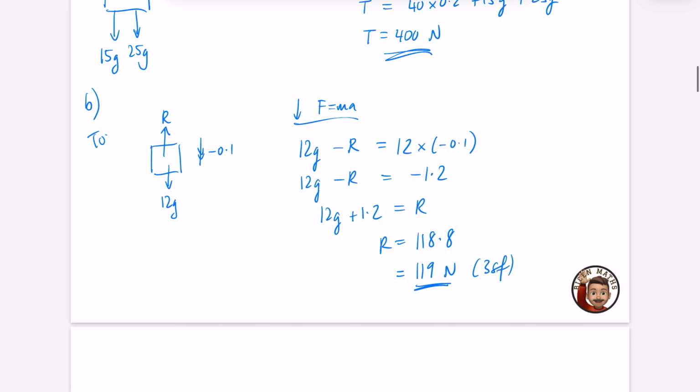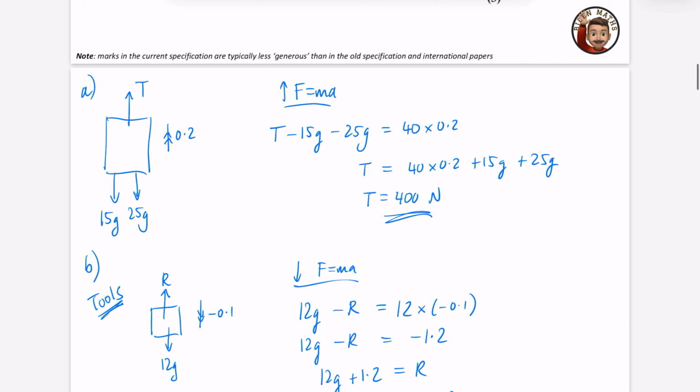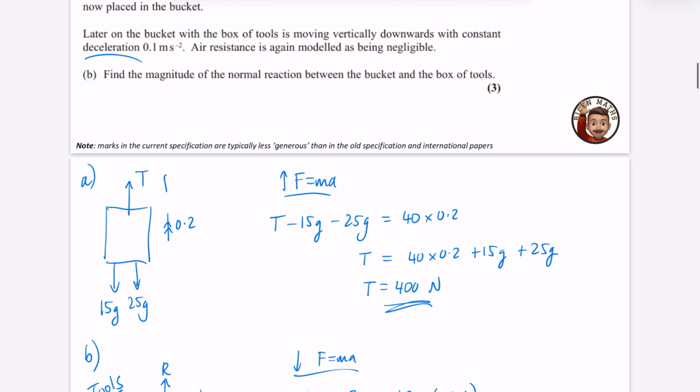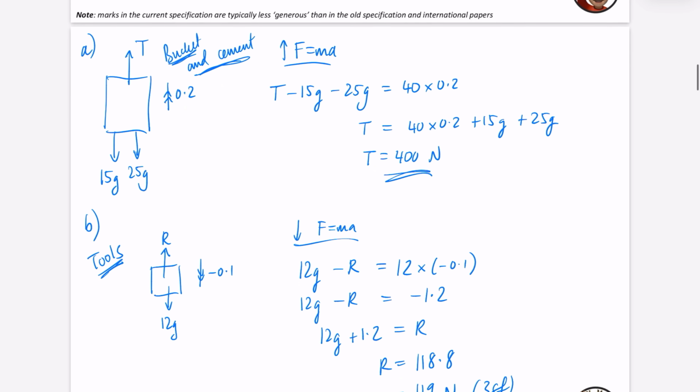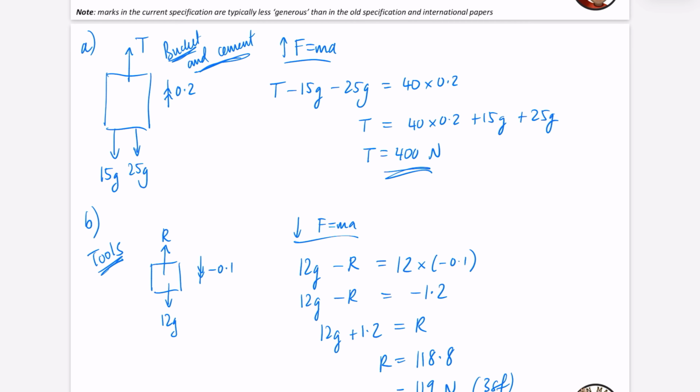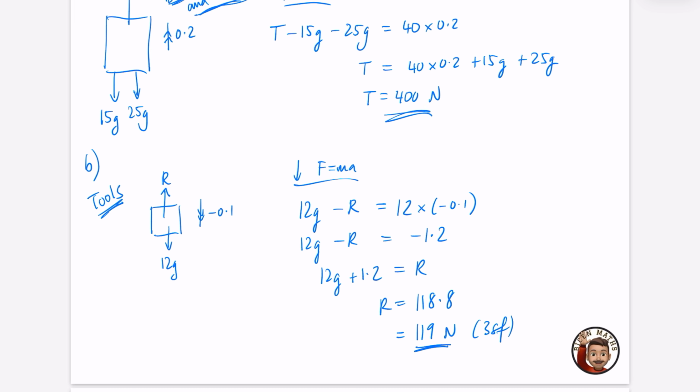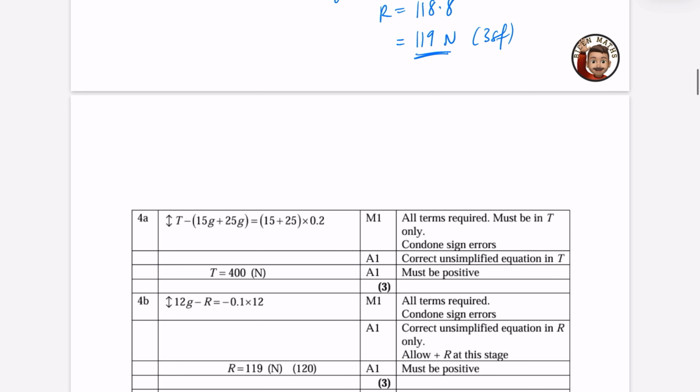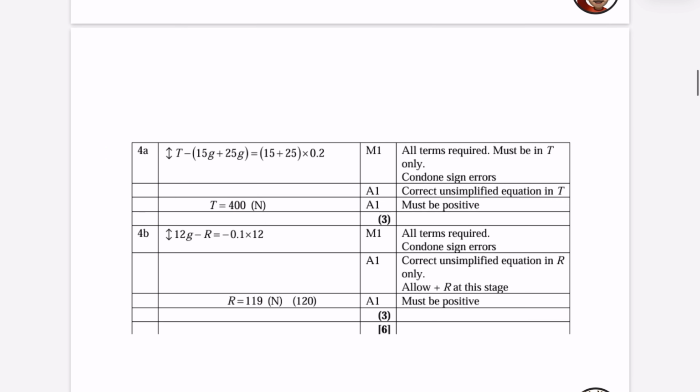So this one was just concentrating on just the tools. This one was the bucket and the cement. So it depends on which thing you're looking at, right? That's why in this case I had the total mass. In this one I was only looking at the tools and thinking, what do the tools experience? They experience their weight and they experience the bucket's reaction pushing against them. I think people will have found this one a bit tricky because of the fact it's going downwards. There's a deceleration, a bit more tricky kind of stuff. So we're looking for 400 and 119 for this one that we've got here.